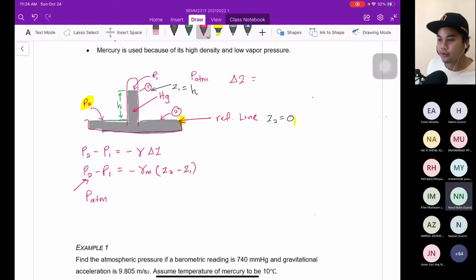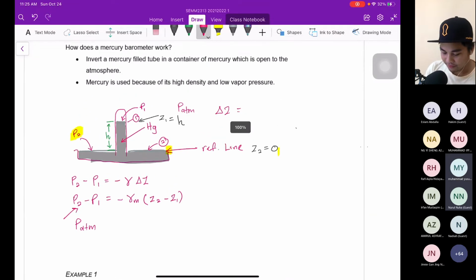What do you think of P1? Do we have any pressure at P1 exerted on the liquid mercury? Almost zero. Why zero? Okay, no particle inside that.